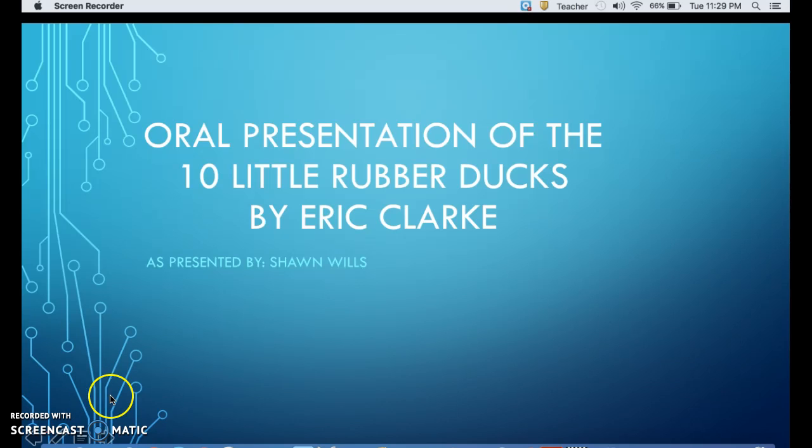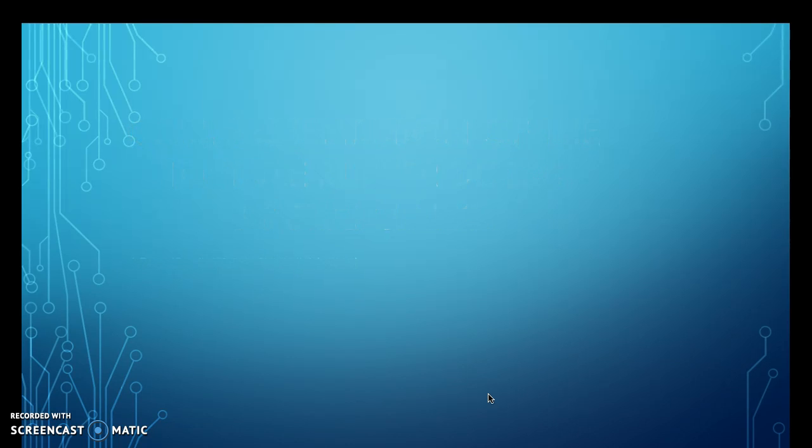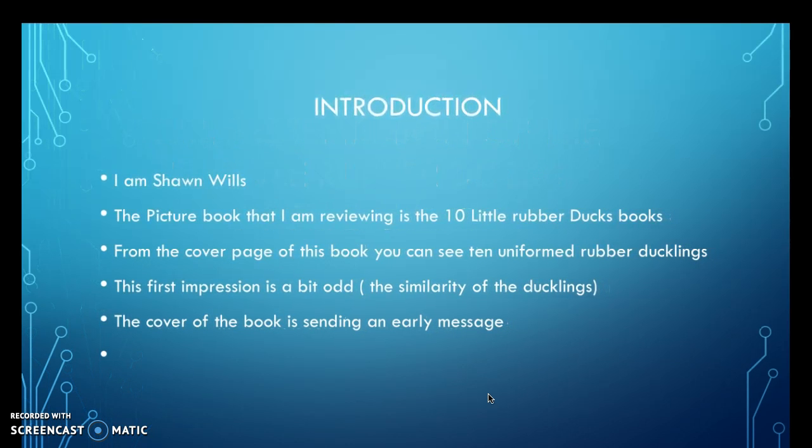Eric Clark wrote this book, The 10 Little Ducklings. My first impression of the book is what I got from the cover page. On the cover page of this book, you will see 10 uniform rubber ducklings. This struck me as a bit odd because of the similarity of the ducklings.